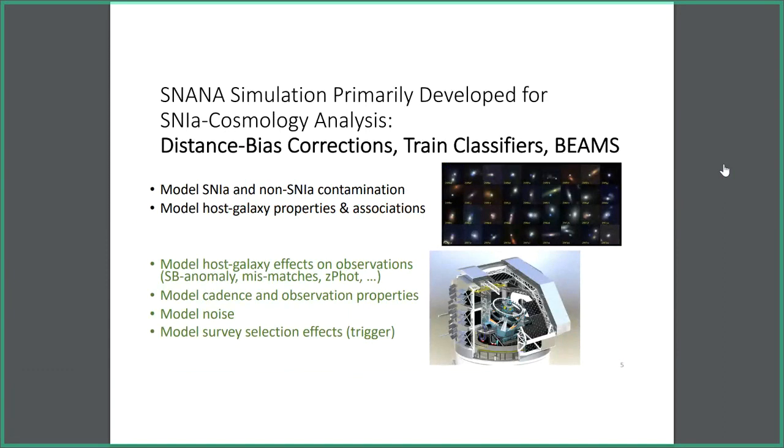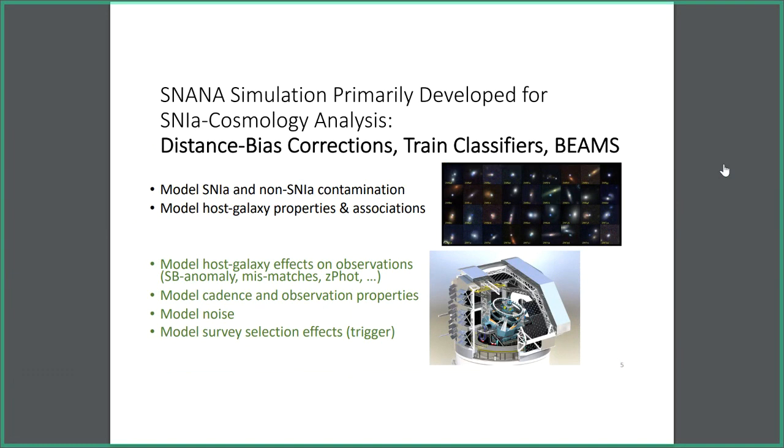So I wanted to point out what this simulation is really for and how it's being used. This is an SNANA simulation, and the primary reason for its existence and development is for an SN Ia cosmology analysis. In particular, there are 3 things that we need it for. We do distance bias corrections, training classifiers, and using BEAMS.